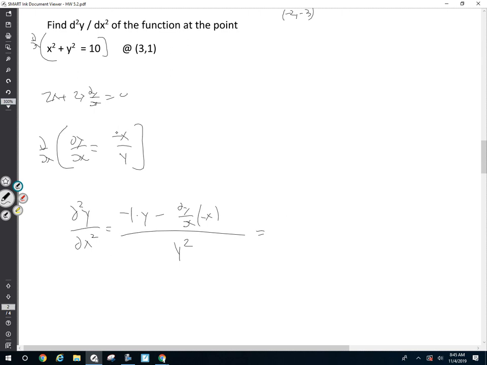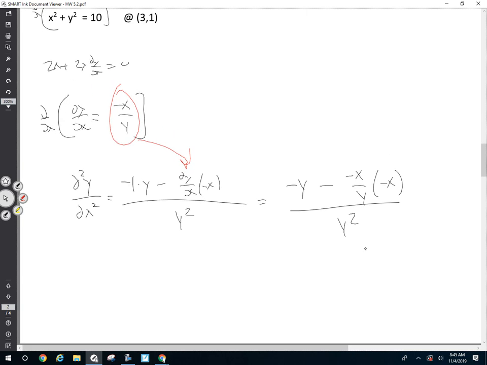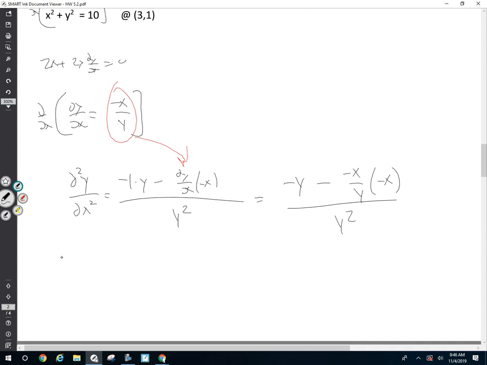You should be comfortable taking what dy dx is equal to and substituting it in there. You will be asked on tests to do this type of substitution to show a second derivative equal to something in terms of x and y. But if you want to find the second derivative at a point, you do not have to worry about simplifying this more. So I'm not going to.